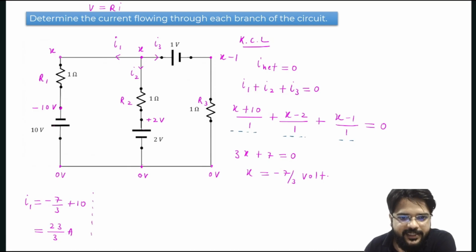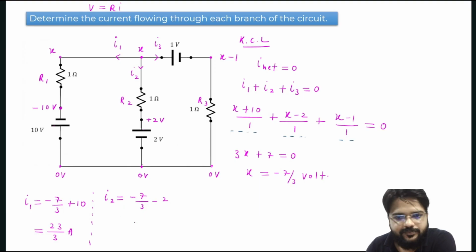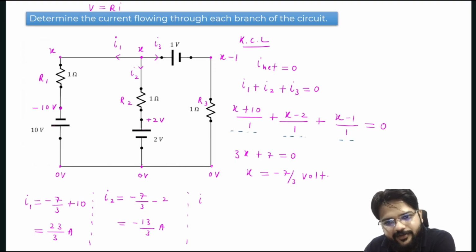Okay. Now let's see I2. What is I2? I2 equals X minus 2 by 1. And X value is how much? It is minus 7 by 3 minus 2. So it is how much? It is minus 13 by 3 ampere. Now let's see the I3 value. X minus 1 by 1. X is minus 7 by 3 minus 1. So it is minus 10 by 3 ampere.